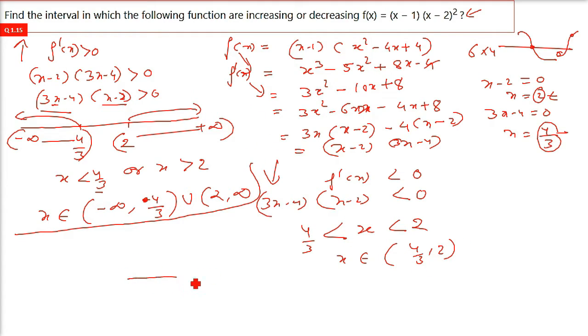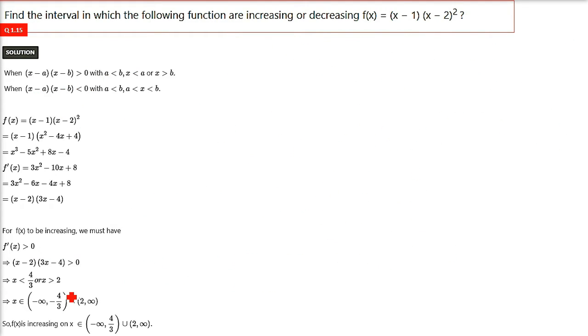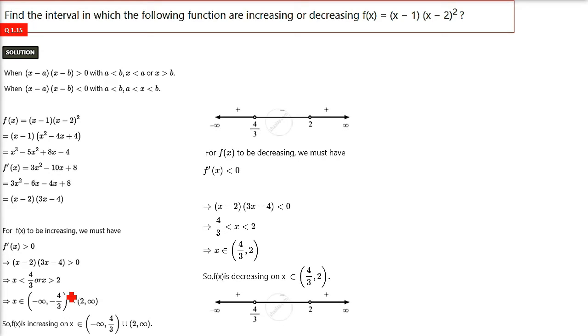Now making a number line is always good in order to complete your solution. So this is 4 by 3. This is 2. So anything which is below 4 by 3 and above 2, this is increasing. So it will be plus minus plus. Wherever it is increasing, we write plus, and wherever it is decreasing, we write negative. So negative is just a symbol. So how are you going to write it? This is the procedure you need to follow, and this way you have to go ahead.